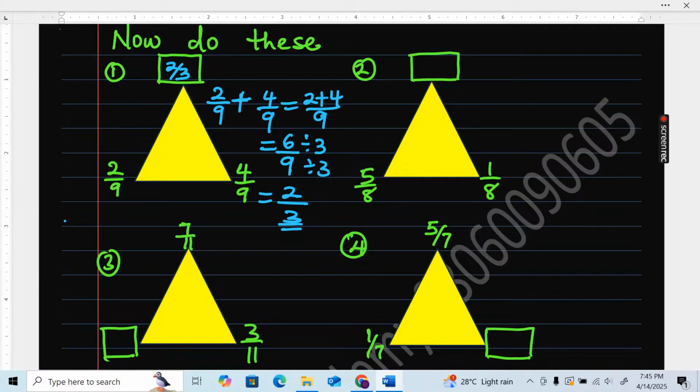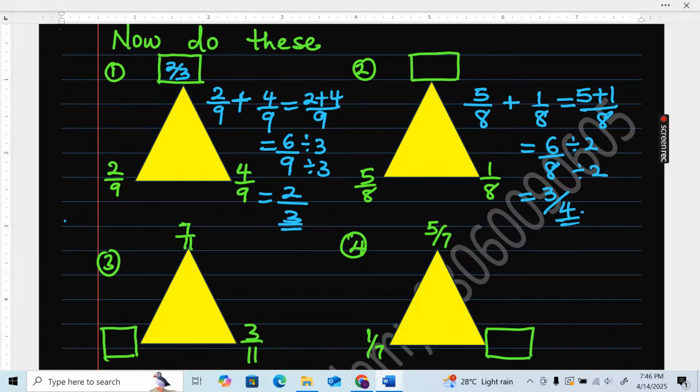Now for the second one, we still have to add the 2 fractions below together to get the fraction that will be above. So the 2 fractions below are 5/8 and 1/8. So let's add them together. That's 5/8 plus 1/8. They have the same denominators, so we'll just add the numerators together. So 5 plus 1 equals 6, then over 8. We can reduce it to the lowest term. Let's divide by 2 because 2 can divide. So 6 divided by 2 is 3, over 8 divided by 2 is 4. So the answer is 3/4.